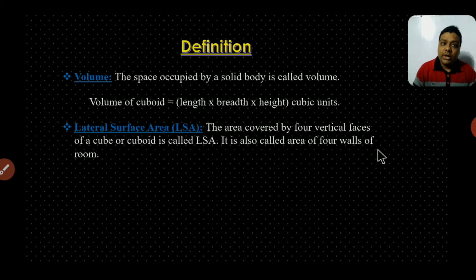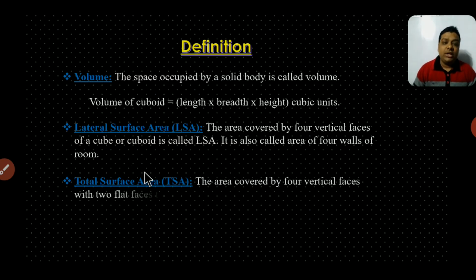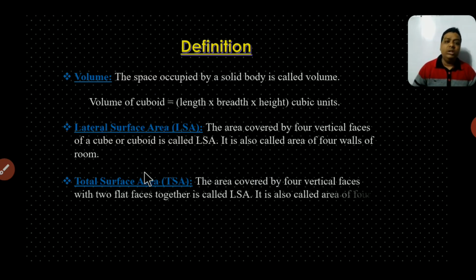It is also called area of four walls of the room. If you see the four walls of the room, then that is the lateral surface area of the cuboid. Okay, students. Now, total surface area. Total surface area means the area covered by all the faces.